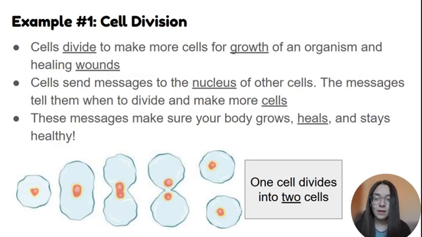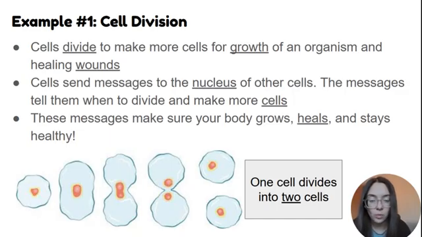Okay, now we're going to go over a few different examples of how cell communication works. The first one has to do with cell division. Cells divide to make more cells for growth of an organism, right? As you get older, as you have grown from a baby to a teenager, you had to make more cells. Also, for the healing of wounds, if you get a scrape or a cut, those skin cells need to divide to make more cells and replace the ones that you lost.